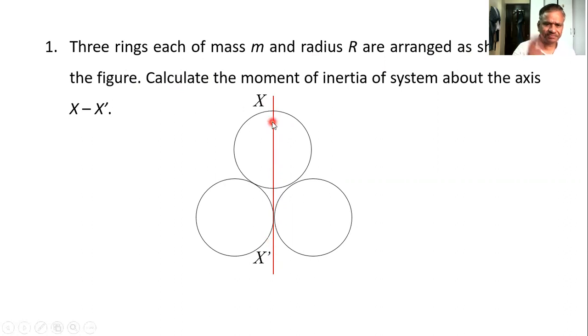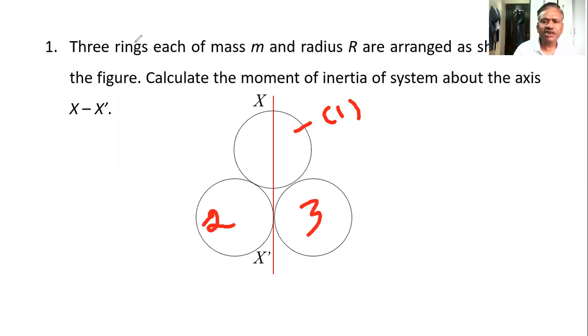Students, first, what ring is this? How many rings are here? 3 rings are there. Now I will call this one ring 1, this one ring 2, and this one ring 3.